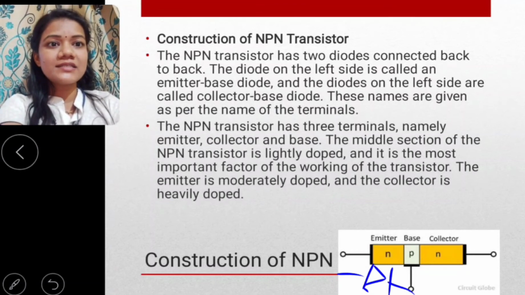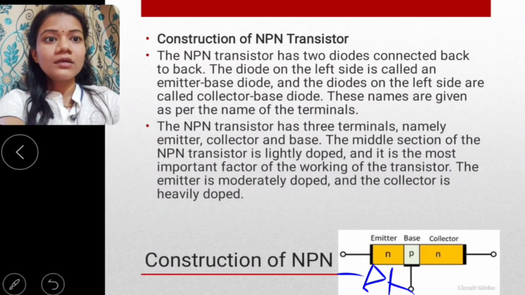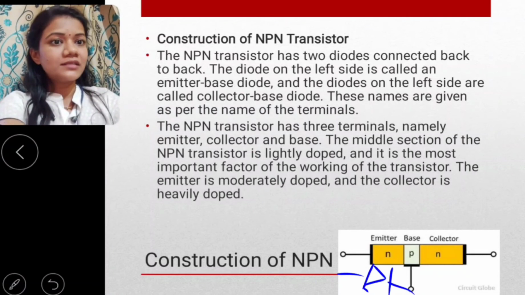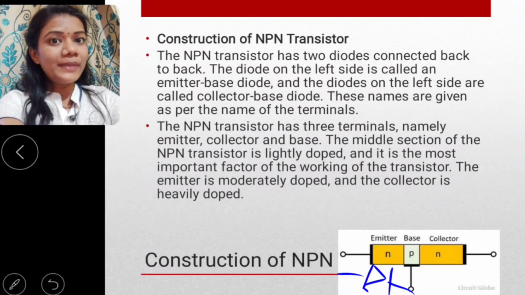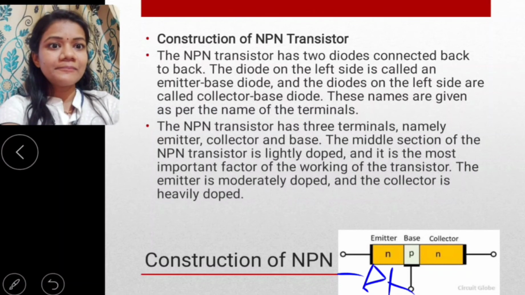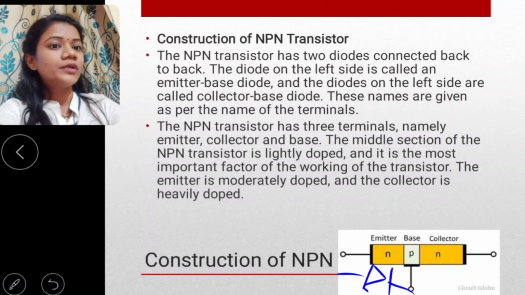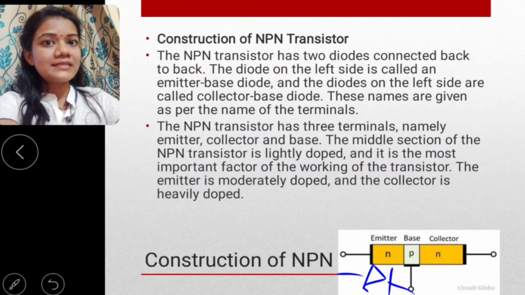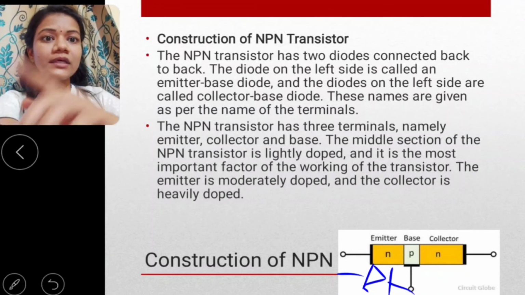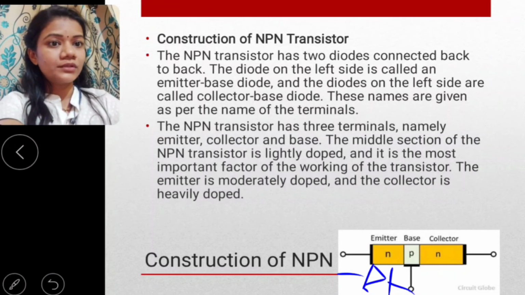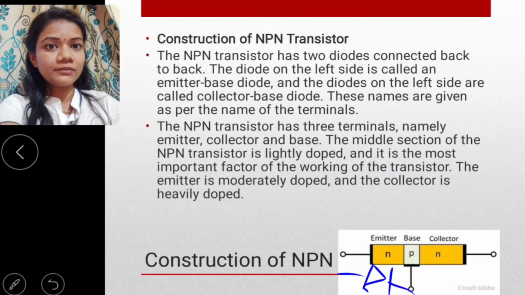The NPN transistor has three terminals, namely emitter, collector and base. The middle section of the NPN transistor is lightly doped, like means base is lightly doped, and it is the most important factor of the working of the transistor. The emitter is moderately doped. In NPN transistor, your base is lightly doped, your emitter is moderately doped, and your collector is heavily doped. So this is the important factor regarding construction of NPN transistor.